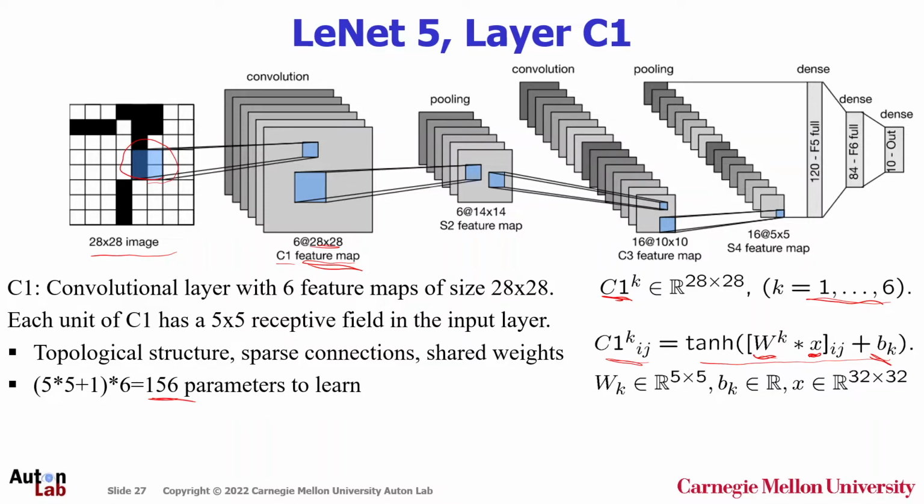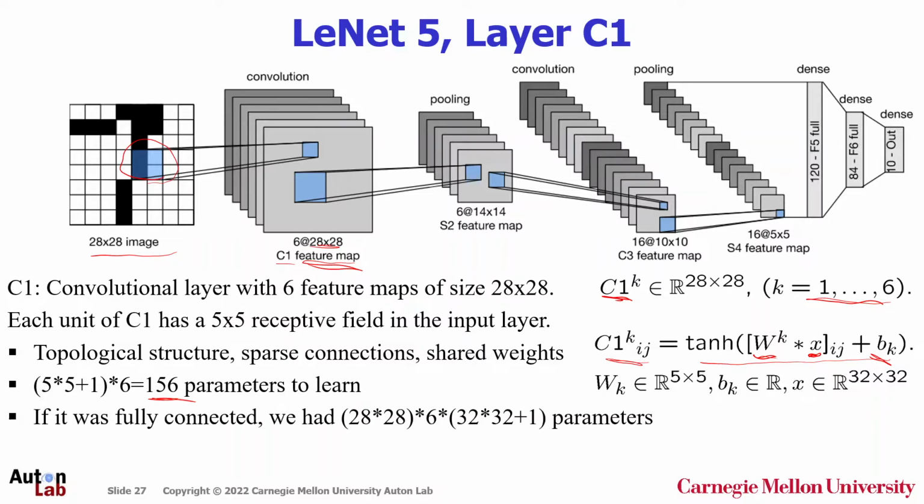Let's calculate how many parameters we would have if the neural net were fully connected. The size of the feature maps is 28 times 28. We have 6 of them. And if it's fully connected, then each element of them would be connected to each of the 32 times 32 input parameters plus one bias parameter. That's altogether these many parameters. It is much bigger than the 156 that we had when we used a convolutional layer instead of a fully connected layer.